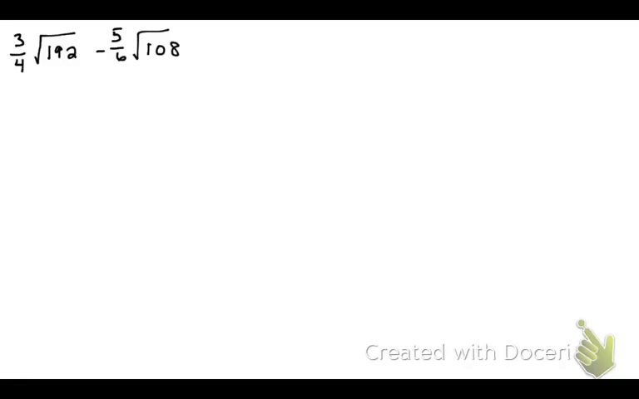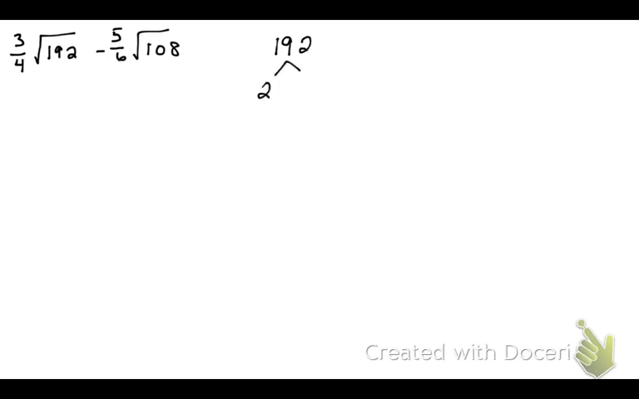Let's keep going. We're still adding and subtracting square roots, and these simplify. 3/4 square root of 192 minus 5/6 times the square root of 108. Now, none of these numbers are that fun, and I don't recognize things about 192 so far. So I'm going to do a prime factor tree to help me out a little bit.